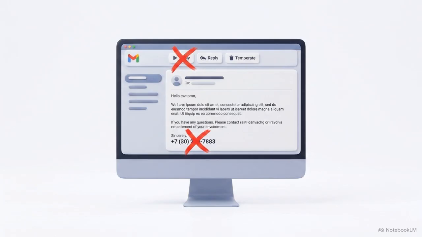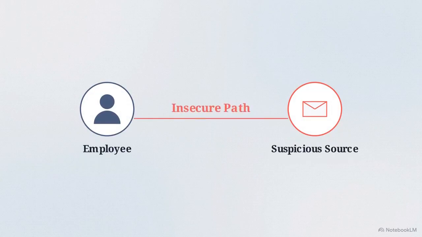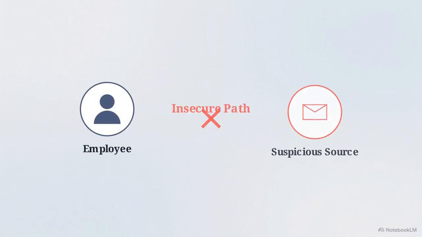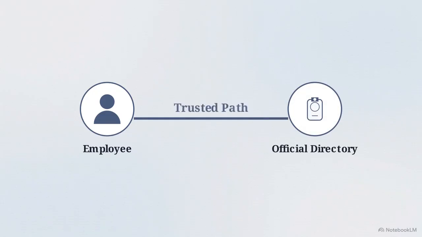Never reply directly to the suspicious message or use the contact information provided within it. In a fraudulent message, the attacker controls the other end of those links and phone numbers. This requires out-of-band verification. You ignore the red, insecure path where the request originated and instead move to a blue, trusted path. You look up official contact details and call directly. This pulse moving through the blue channel represents a secure verification process.